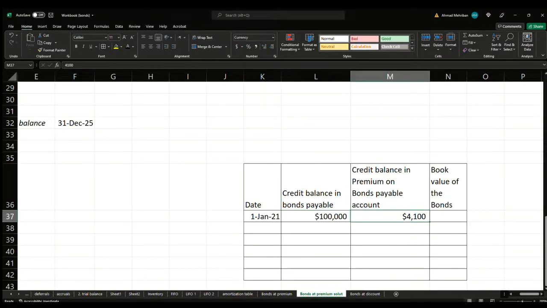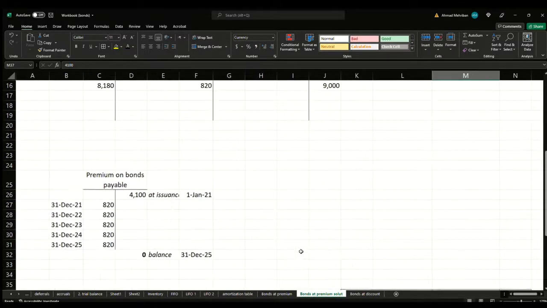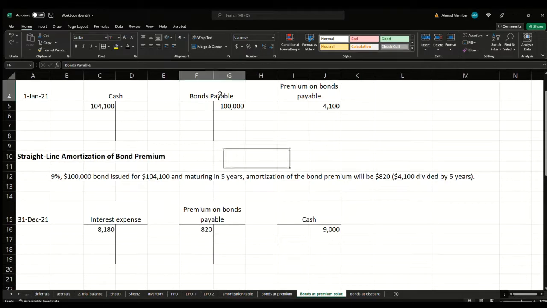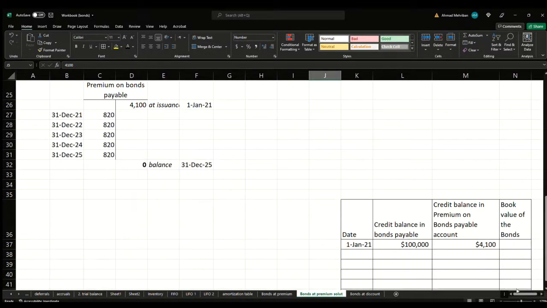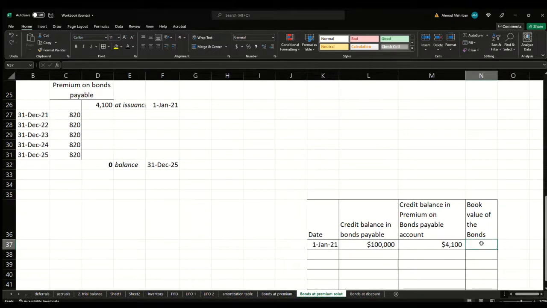If you remember, we can actually go back and check it. Yep, here it is. We credited bonds payable 100,000 and premium on bonds payable 4,100. Now, again, the book value of the bonds at that moment was 104,100. Correct me if I'm wrong, but I think that's correct.